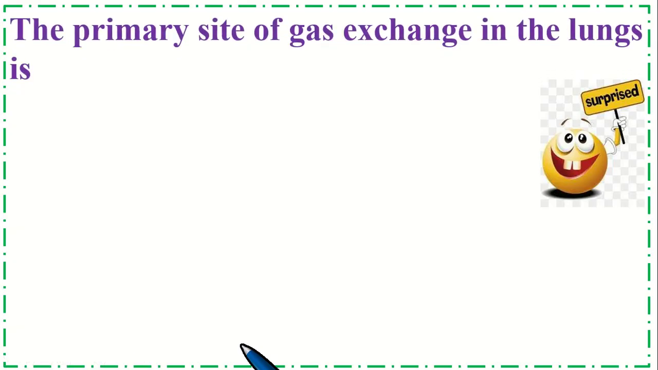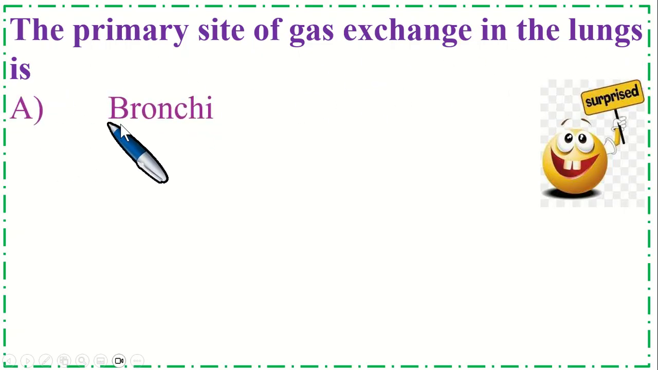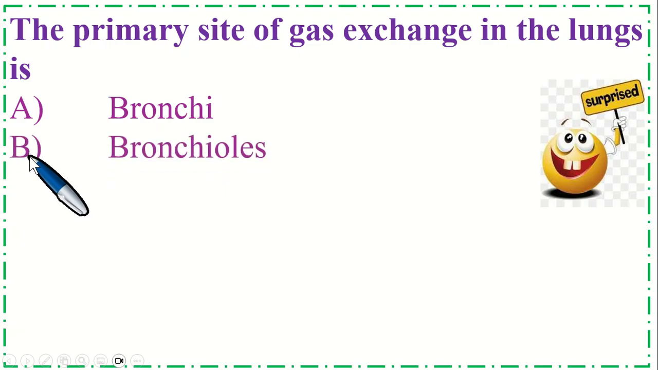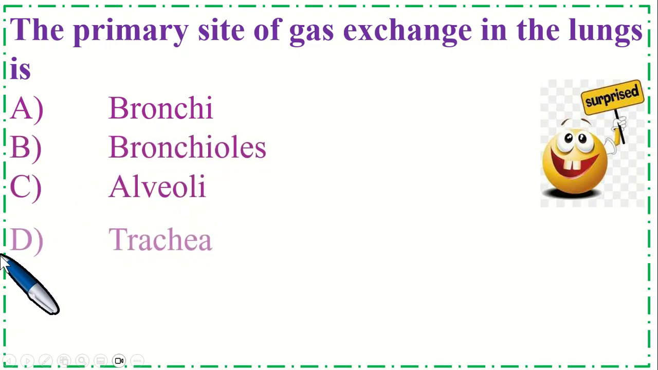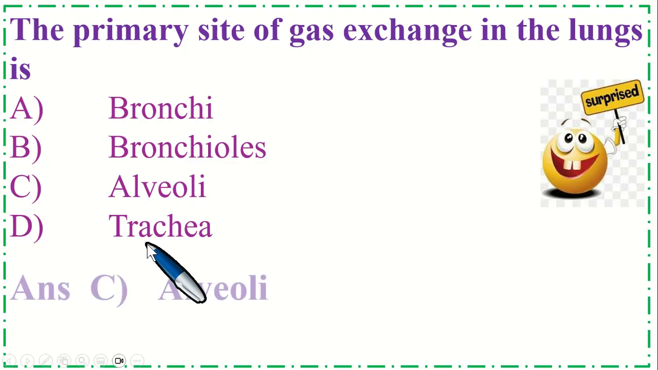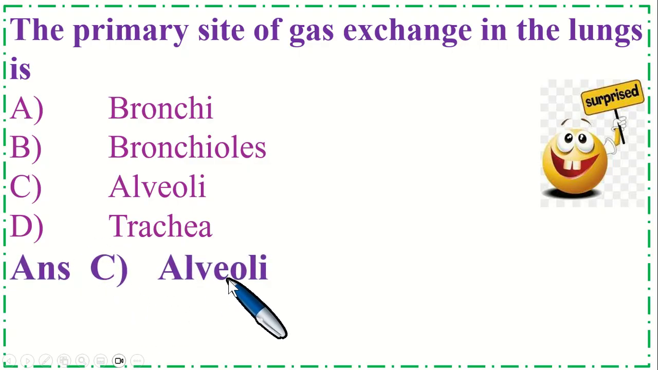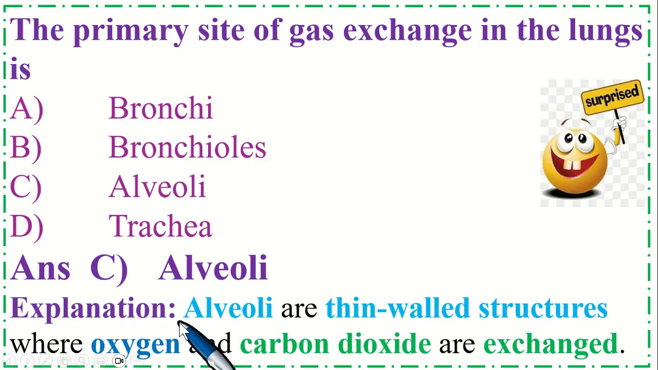Dear students, this is very important MCQs. The primary site of gas exchange in the lungs is option A bronchi, B bronchioles, C alveoli, and option D trachea. So the correct option is C alveoli. Alveoli are thin-walled structures where oxygen and carbon dioxide are exchanged.